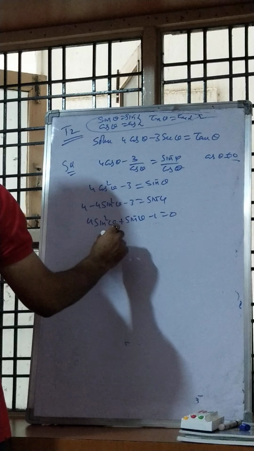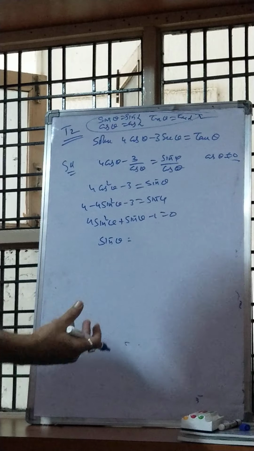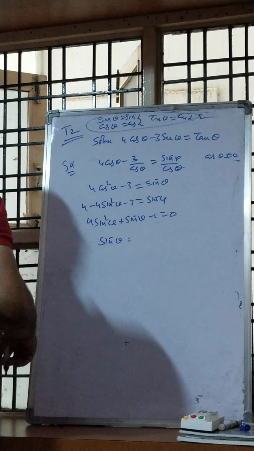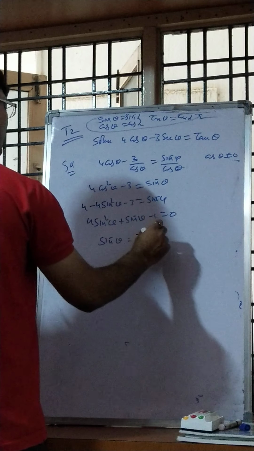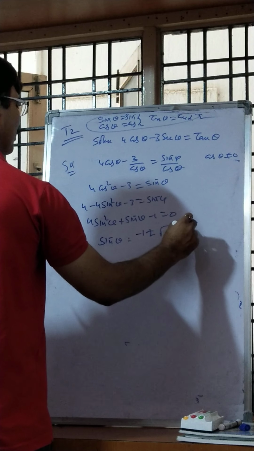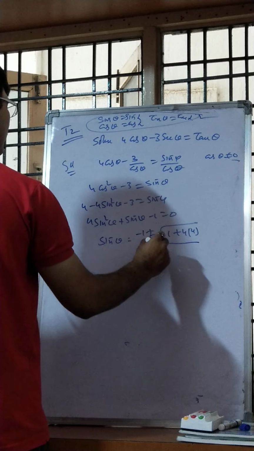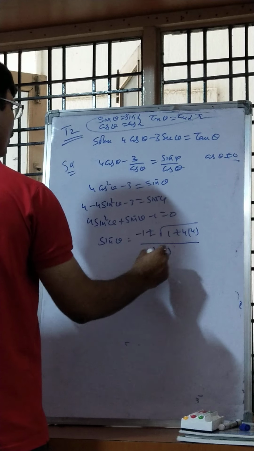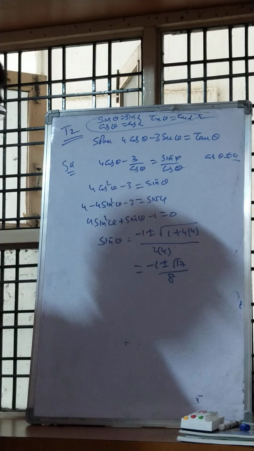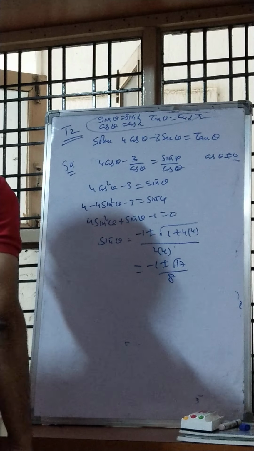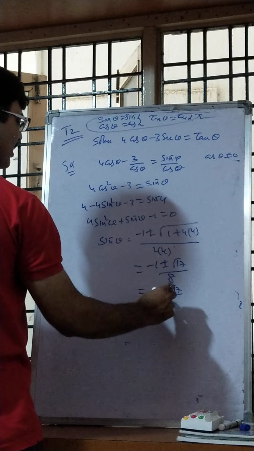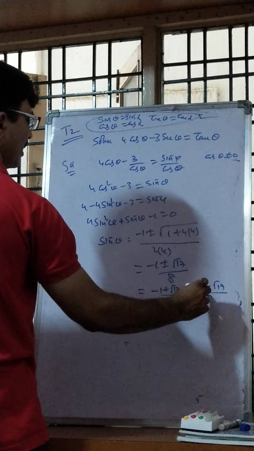Now once again I can't get the roots by factoring, so by taking the formula I can solve here. Minus b plus or minus under root of b square minus 4ac, both are there, that's why we will get plus here, 4 into 4 into 1, over 2a. So minus 1 plus or minus root 17 by 8. Now it is very clear: minus 1 plus root 17 by 8 is one value, and minus 1 minus root 17 by 8 is another.